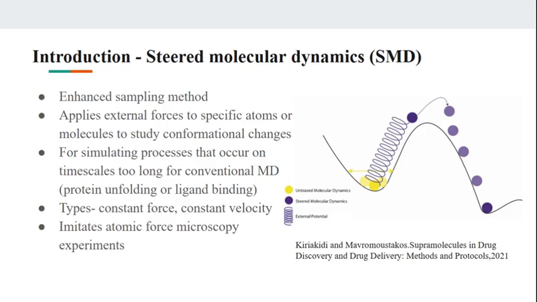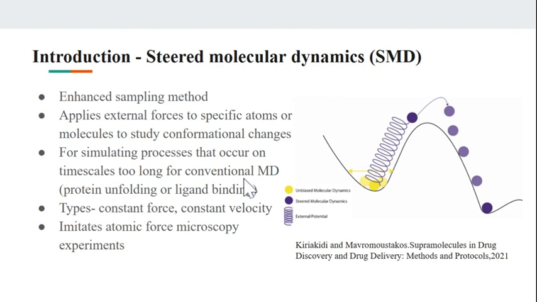For example, if you have to study a protein unfolding or a ligand binding, it's highly possible that the system is trapped in a local minima and doesn't have sufficient energy to cross over a barrier and sample the other minima of the free energy surface. But in a steered molecular dynamics, the external force that we are applying on the atom gives the system the external energy to cross over the barrier and sample the other states.